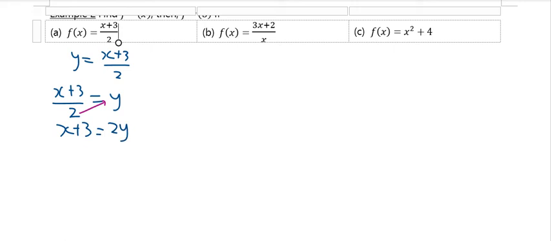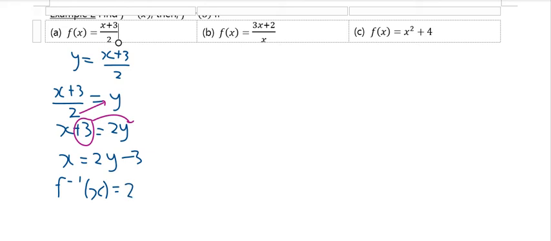Now you will have to move 3 to the other side, so it will become x equals 2y minus 3. And since here your x is already the subject, all you have to do is replace, right? So replace x with f inverse of x, and in your 2y, y will become x. So this is your inverse function, right?